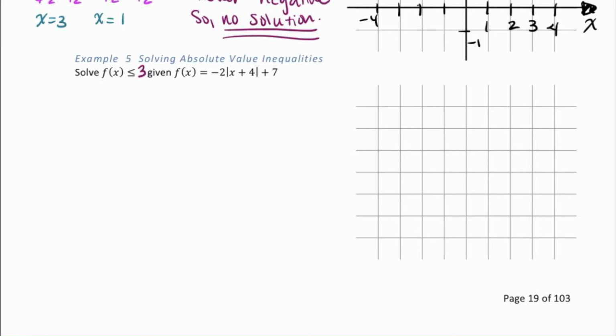So let's start off by writing out negative 2 times the absolute value of x plus 4, plus 7, is less than or equal to 3. Subtract 7 from both sides, and we end up with negative 2 times the absolute value of x plus 4 is less than or equal to negative 4. And before you write out no solution because you see there's a negative here, pause real fast and notice this is a negative as well. So we can divide both sides by negative 2.